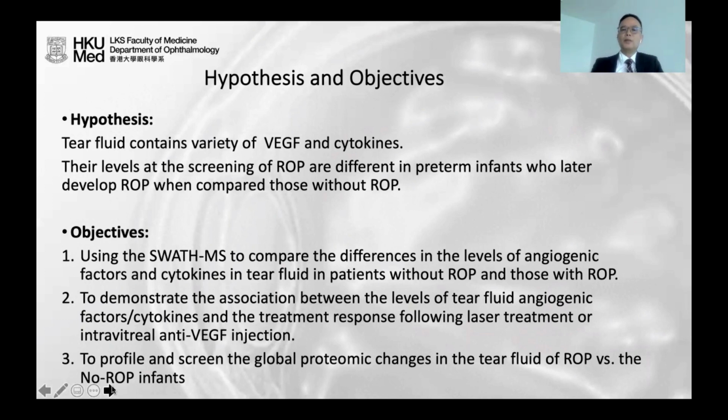The objective is to use SWATH-MS, the sequential window acquisition of all theoretical mass spectra, to compare the difference in the levels of angiogenic factors and cytokines in tear fluid of patients with ROP and those without ROP. We also aim to demonstrate the association between the levels of tear fluid angiogenic factors and cytokines and the treatment response following laser treatment and intravitreal VEGF injections.